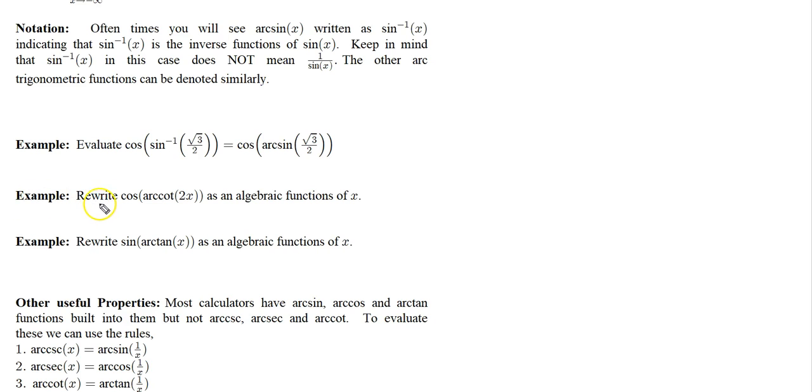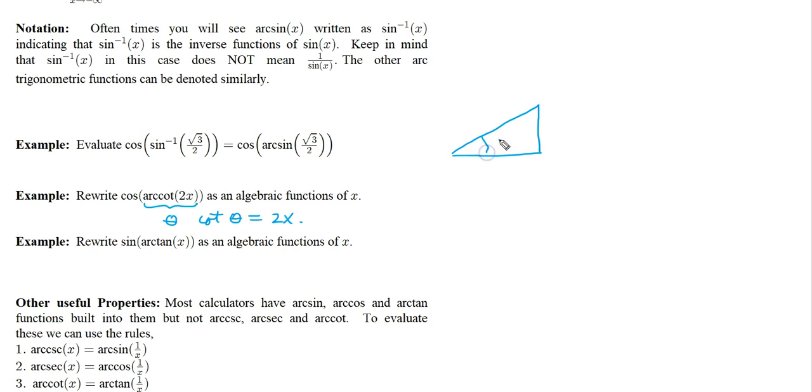So for this next example, we want to rewrite the cosine of the arc cotangent of 2x as an algebraic function of x, meaning we want to rewrite it so it doesn't involve any trigonometric or inverse trigonometric functions. So once again, we're going to think of the inside here, that piece, as being an angle theta in which the cotangent of theta gives us back 2x. And so let's form a right triangle picture over here then.